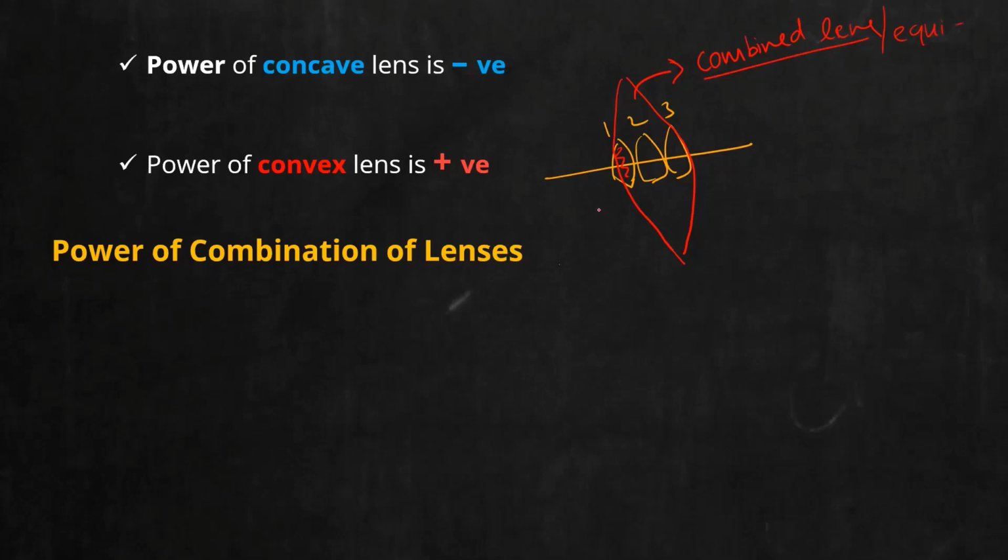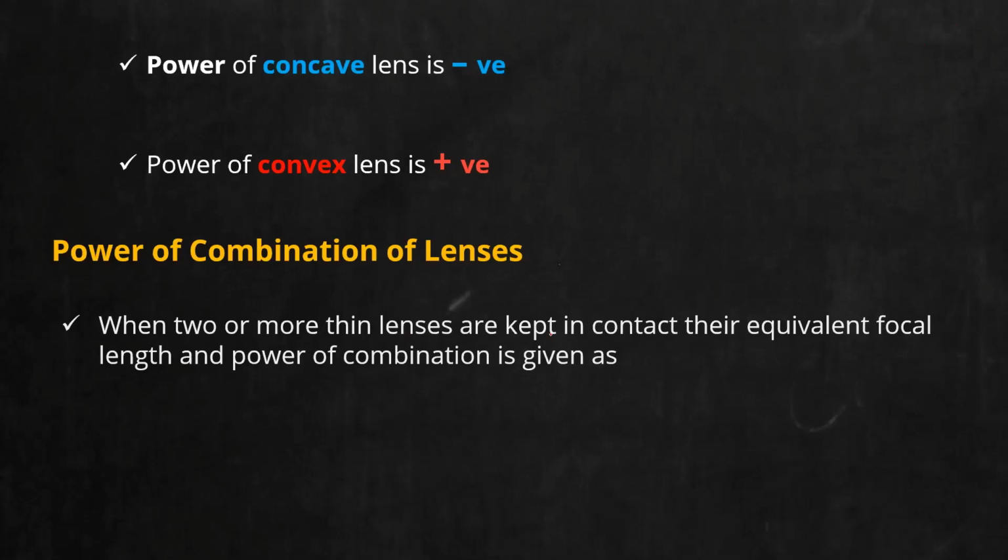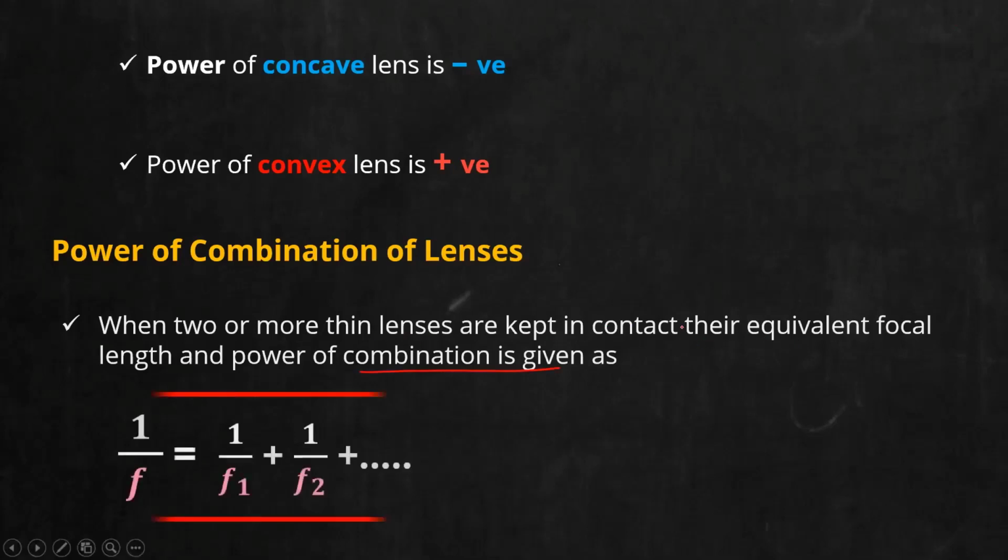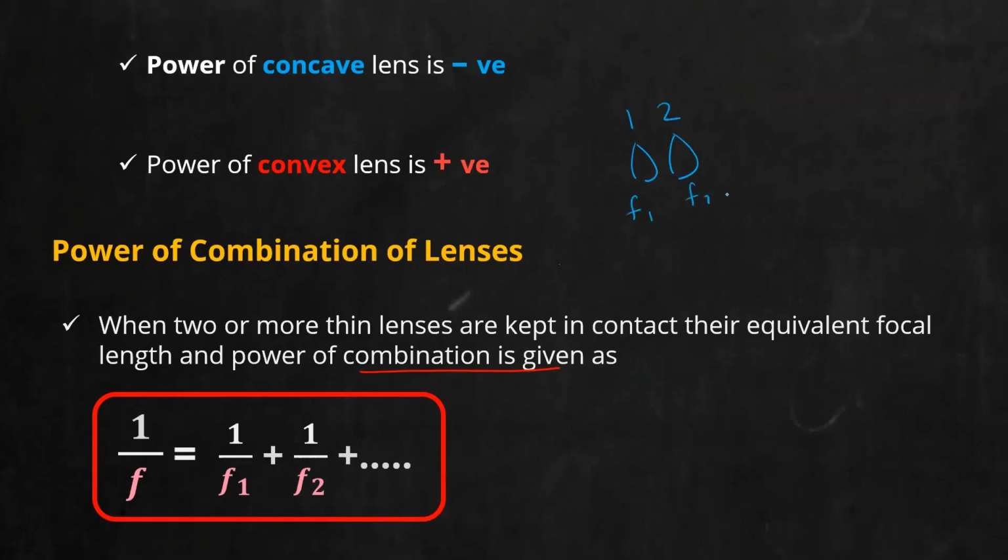So that is the idea: power of a combination of lenses. Meaning, if you have more than one lens, you can consider it to be a single large lens. For that, we have 2 more equations. First, when 2 or more thin lenses are kept in contact, the equivalent focal length equation is the sum of the reciprocals of the focal lengths of the individual lenses. Suppose this is the first lens and this is the second lens, each with focal lengths f1 and f2. To find the focal length of the combination, 1 by f is equal to 1 by f1 plus 1 by f2. Note down this formula. If there are 2 lenses, you can immediately write f equals f1 f2 by f1 plus f2.